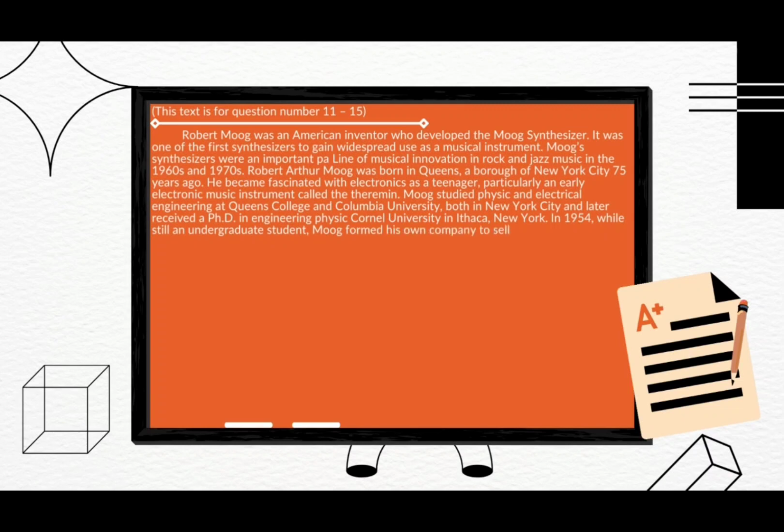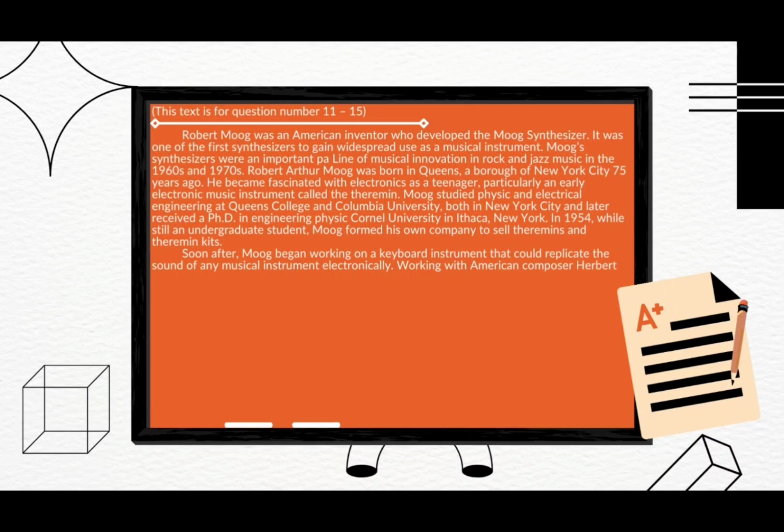In 1954, while still an undergraduate student, Moog formed his own company to sell theremins and theremin kits. Soon after, Moog began working on a keyboard instrument that could replicate the sound of any musical instrument electronically. Working with American composer Herbert Deutsch, Moog introduced the prototype Moog synthesizer at a convention in 1964.